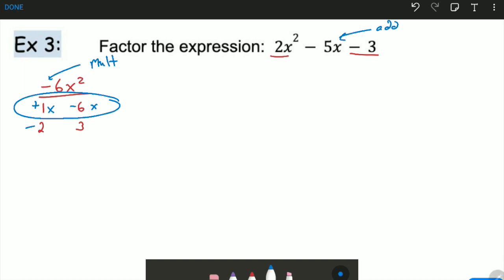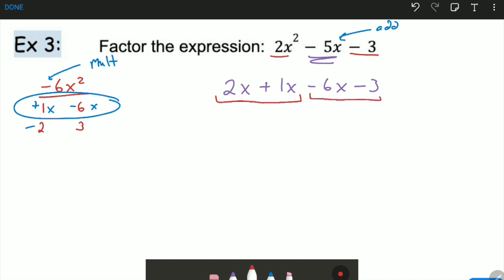Now, with that in mind, we're going to go on to the next step, which is rewriting the expression. We're going to replace the -5x with the two factors we found, the 1x and the -6x. Of course, the -3 will come down as well. Now that we've rewritten the expression, we're going to go ahead and do the grouping. So the first two terms are going to be grouped together, and then the last two terms will be grouped together as well.